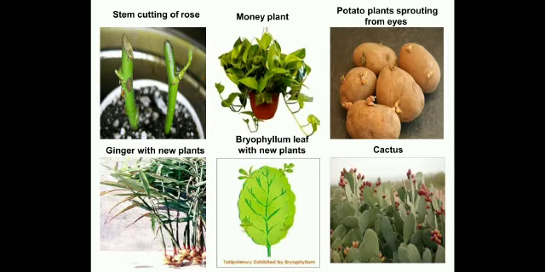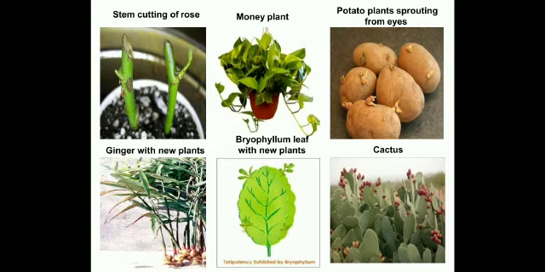So children, as you can see in this slide, here a rose plant is grown from stem cutting. So there is no need of seeds. There we can get the new plant by stem cutting. Secondly, money plant. You can see in this slide, if we cut a part of the money plant and sow it in the soil, we can grow a new money plant.